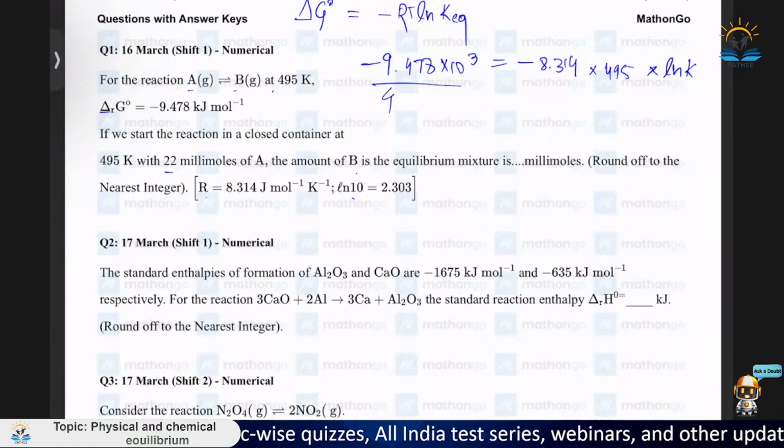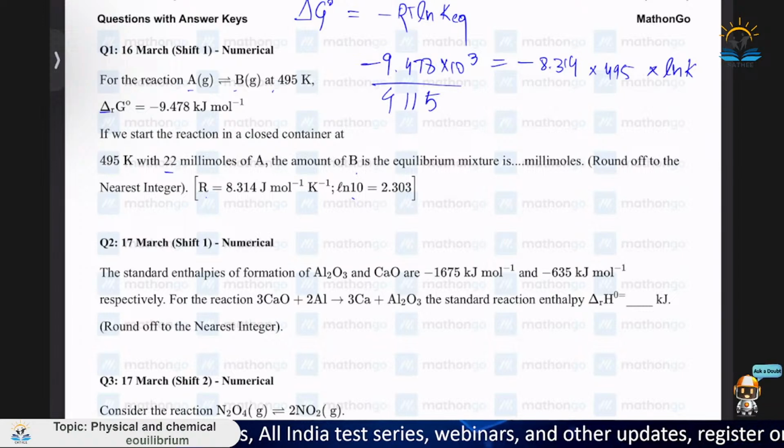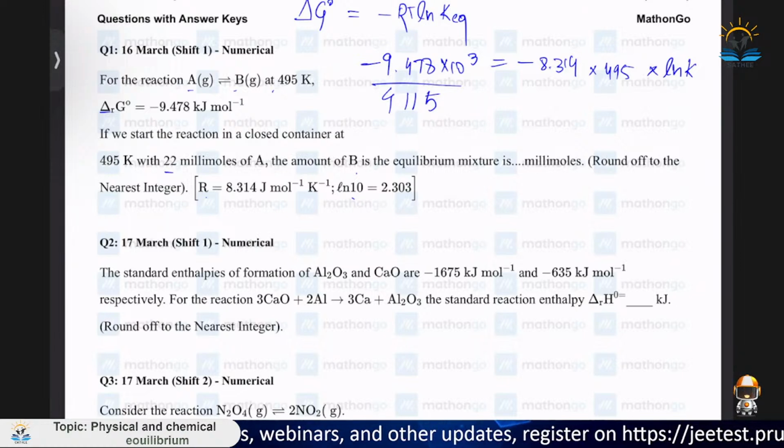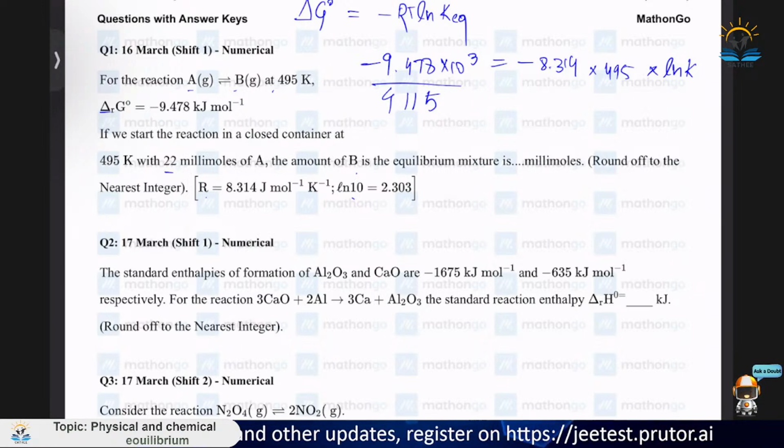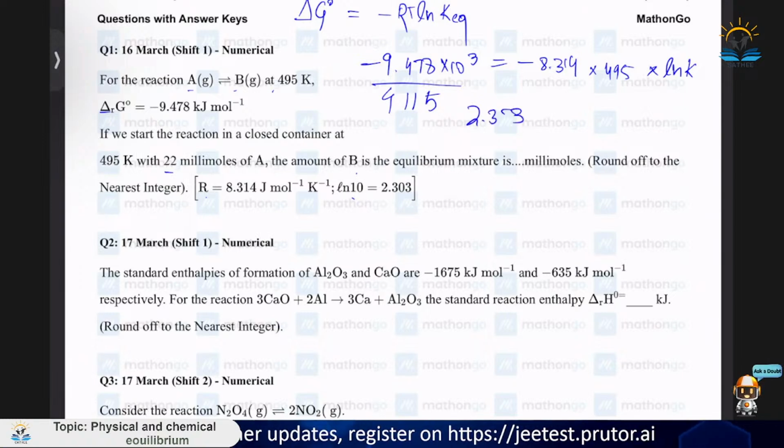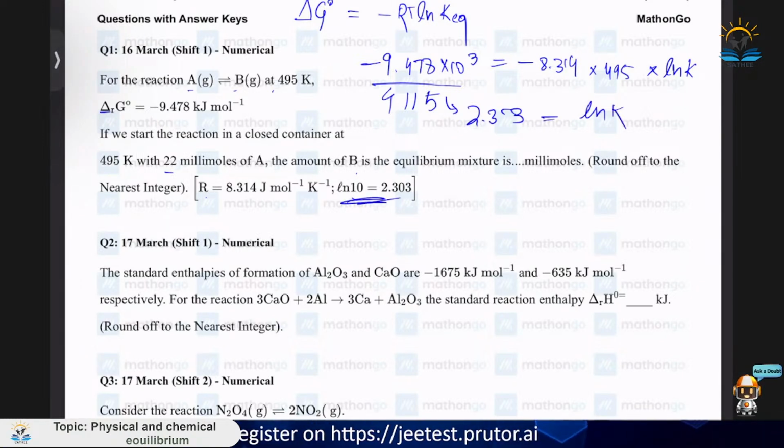So this is 4115, okay? And 9478 divided by 4115 is basically 2.303. This comes as 2.303 is equal to ln K, and they have given 2.303 is equal to ln 10. So K equilibrium is equal to 10.